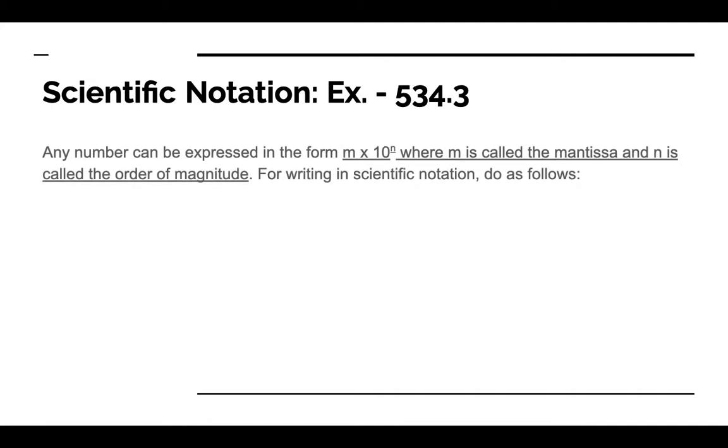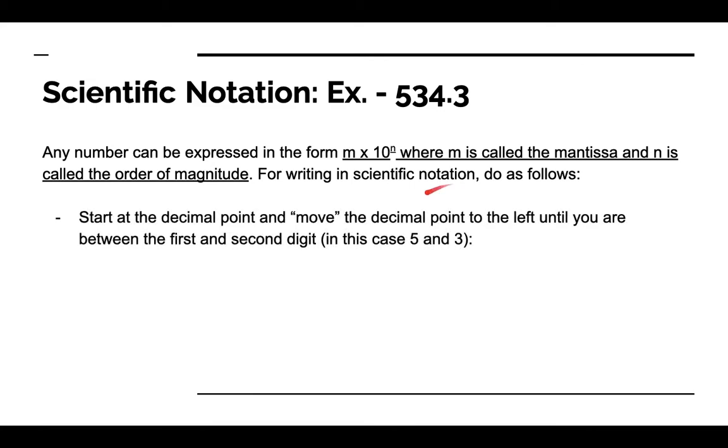So scientific notation, as an example, 534.3, okay? Any number can be expressed in the form m times 10 to the nth, where m is called the mantissa and n is called the order of magnitude. For writing scientific notation, we do as follows. We start at the decimal point, and we move the decimal point to the left until we are between the first and second digit, okay? In this case, that would be 5 and 3.